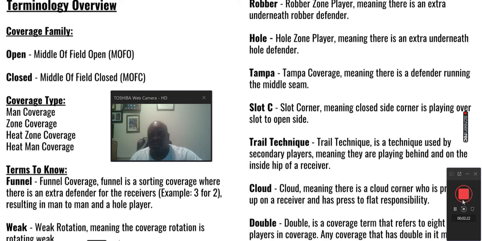Trail technique. Trail technique is a technique used by the secondary player, meaning they are playing behind, one inside the hip of the receiver. Especially outside linebackers, they like to do that. They play that trail. Cloud, meaning there is a cloud corner primarily on the receiver and pressing the flat responsibility. Double. Double is a coverage term that refers to 8 players in a coverage. Any coverage that has a double, it might be the defenders dropping 8.